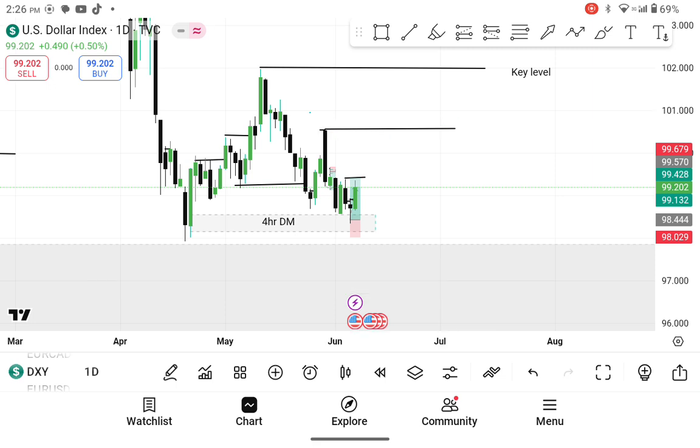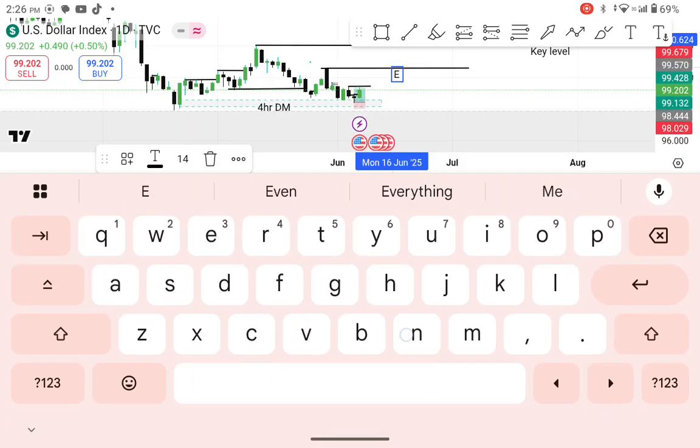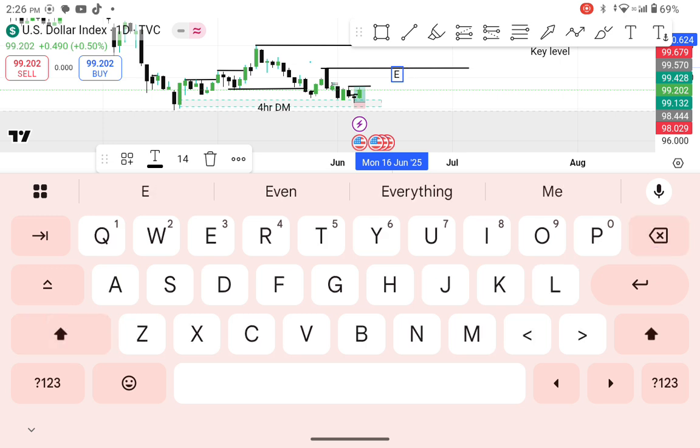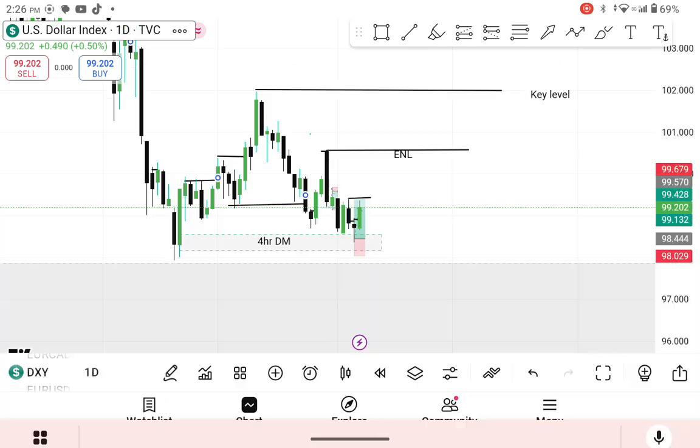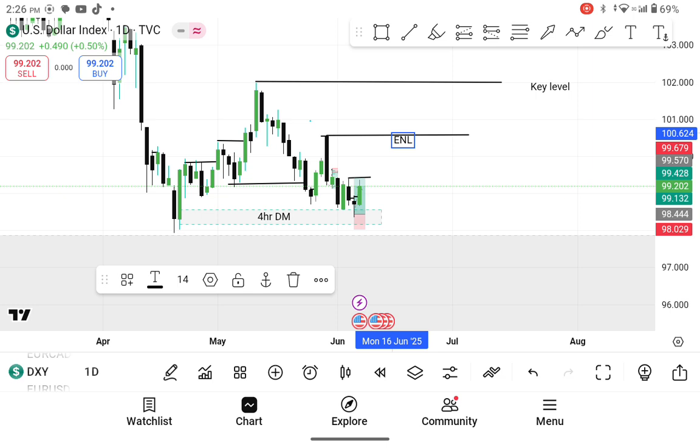So now guys, you can see we had that level. So now I'll put this as an internal range liquidity. You get, so this now is an internal range liquidity. I'll just label it like that. Which is also known as an internal range, or ERL, sorry, ERL.